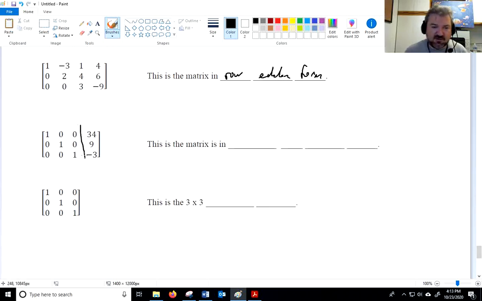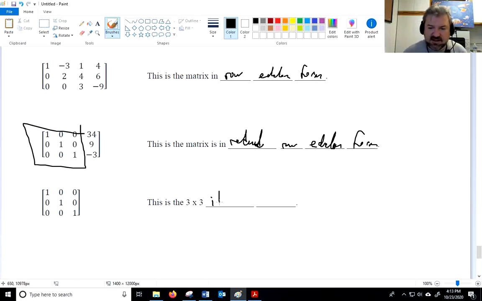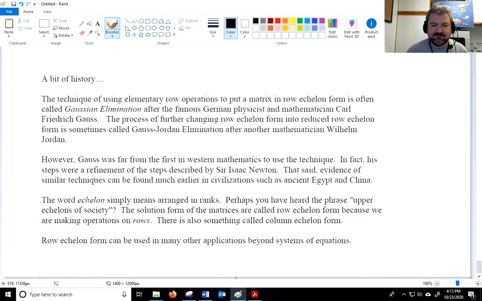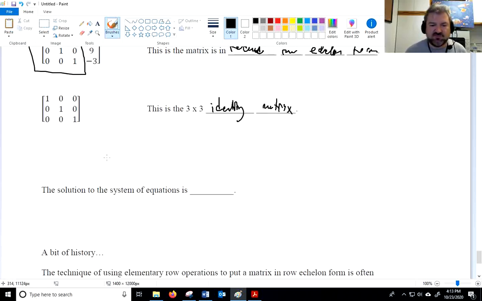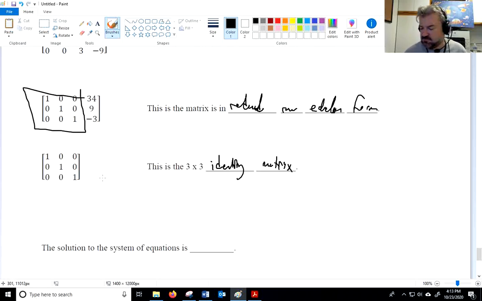All right, but this matrix, here we go, just like that. This matrix is in reduced row echelon form. And this is the 3 by 3 identity matrix. Technically it's the 3 by 3 identity matrix of multiplication, but that's the key, the identity matrix. Boom. That means we got it. The solution to the system of equations, by the way, since we did all that work, let's say it was 34, 9, and negative 3.